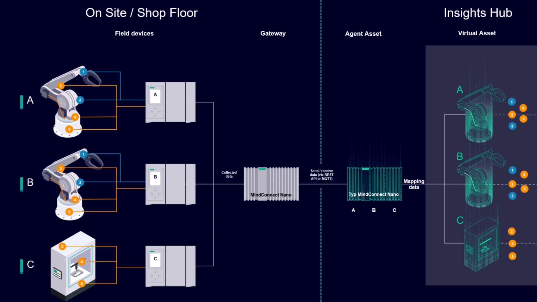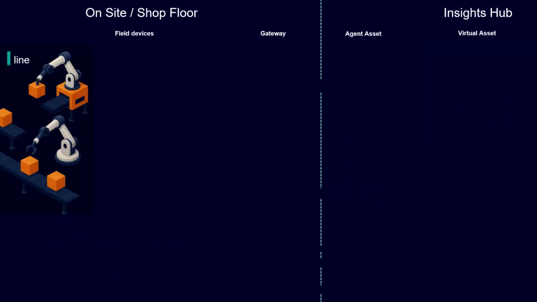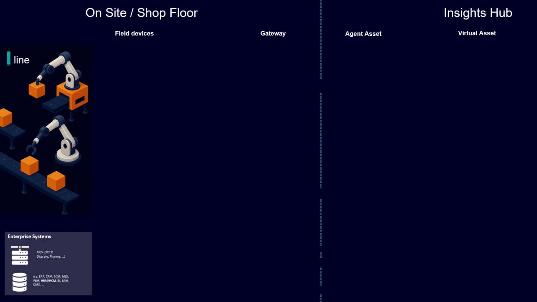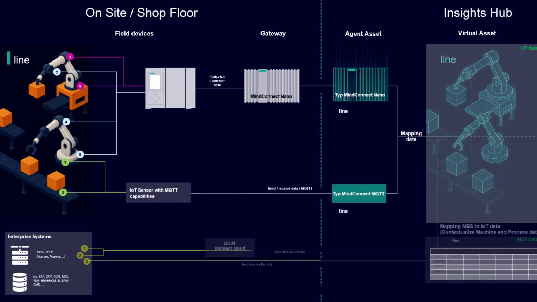Now, let's look at another example where mapping adds significant value by collecting and ingesting data in different ways and bringing it back together within Insights Hub. Imagine an on-site scenario with a complex production line and an enterprise system, such as a manufacturing execution system, where diverse data is collected and ingested into Insights Hub through various ways.